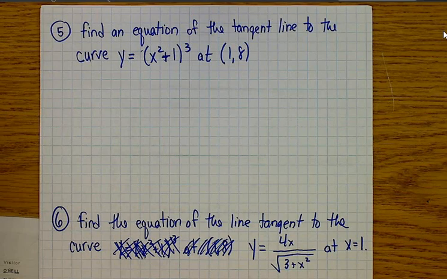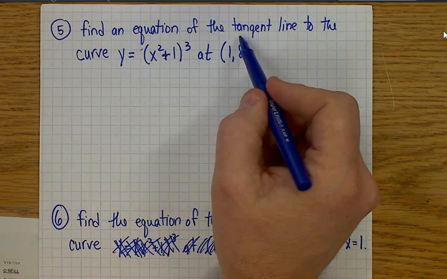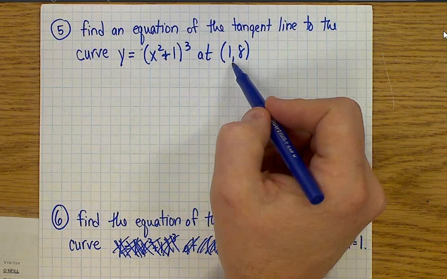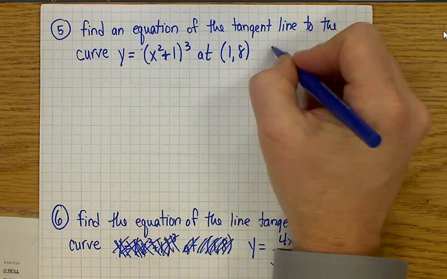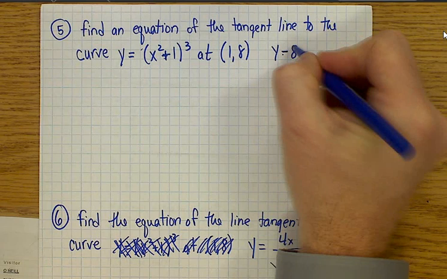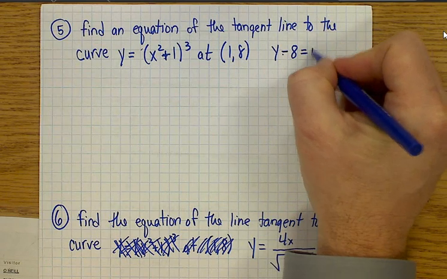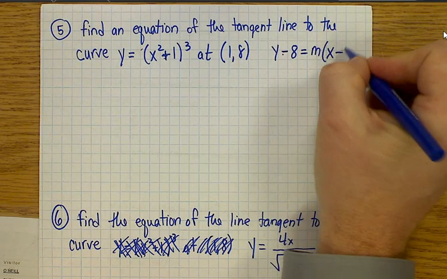Okay, final two questions from the turn-in. Once again, we're looking for the equation of a line tangent to a curve, and you're given the point. So I can start off with y minus 8 is equal to m times x minus 1. Okay?